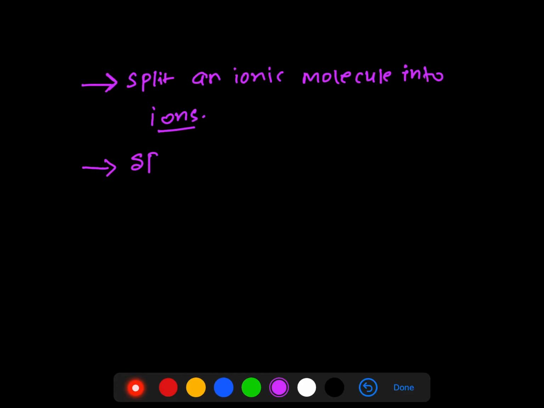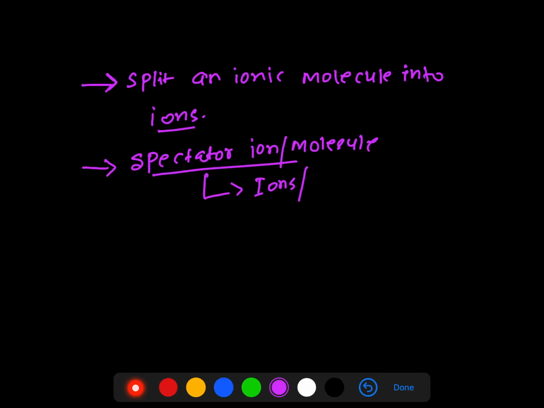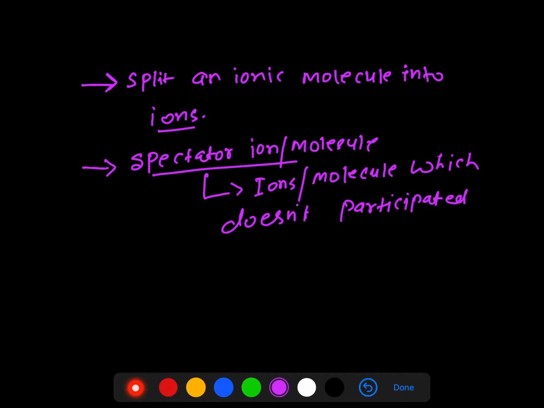Second thing, we need to know about the spectator ion or molecule. What are they? They are the ions or molecules which do not participate in redox. How do you identify whether something is participating in redox or not? You identify using the oxidation number. If someone is changing its oxidation number, it is participating in redox. If it is not, it's not participating in the redox.